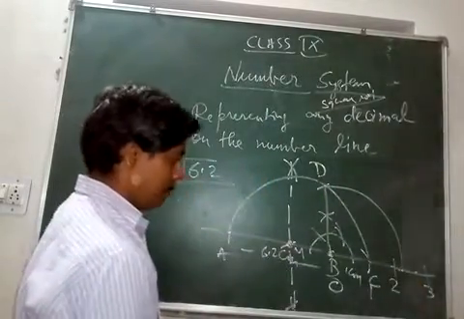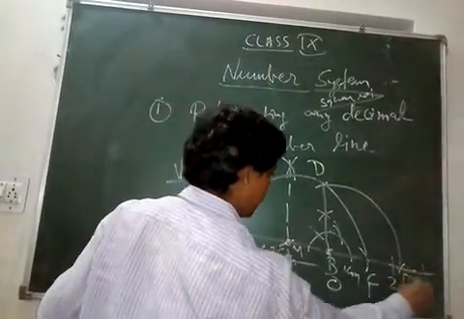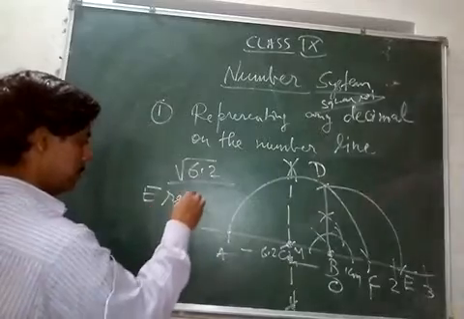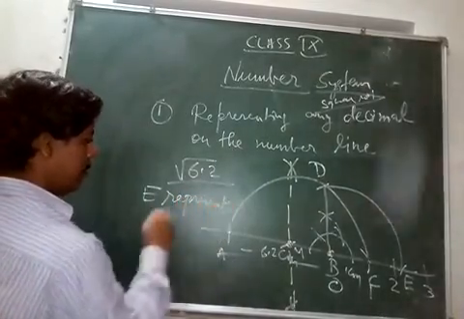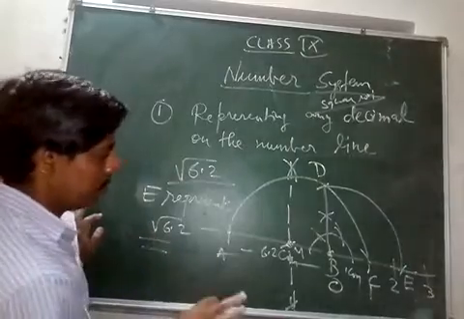Now this point is on the number line. This is B, and let this point be E. This point E represents root of 6.2 on the number line. So I am sure you will be able to do it.